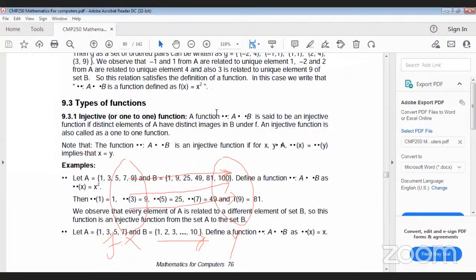Let me read it out. A function f from A to B is said to be an injective function if distinct elements of A have distinct images in B under f. Therefore, it is called a one-one function.